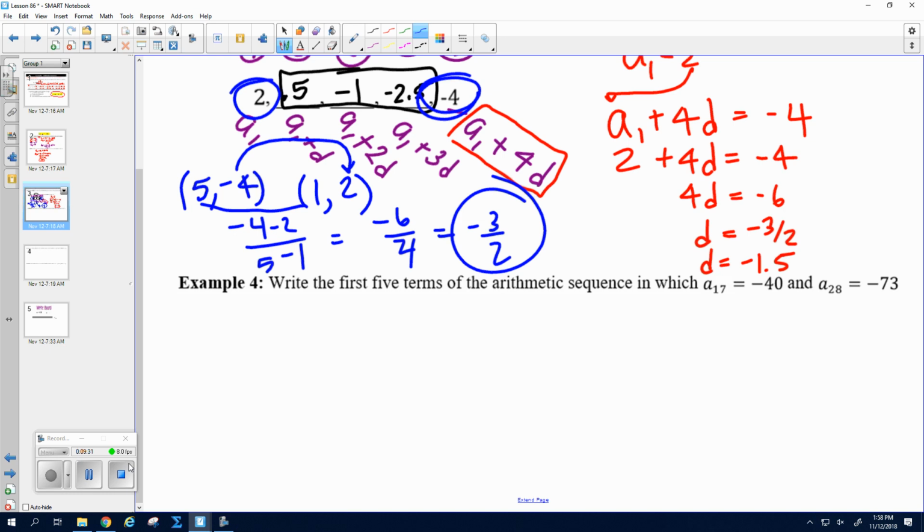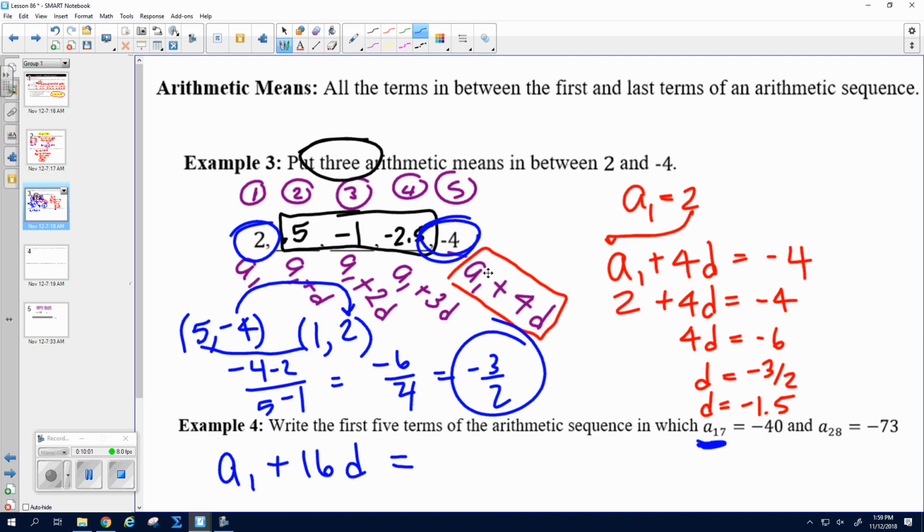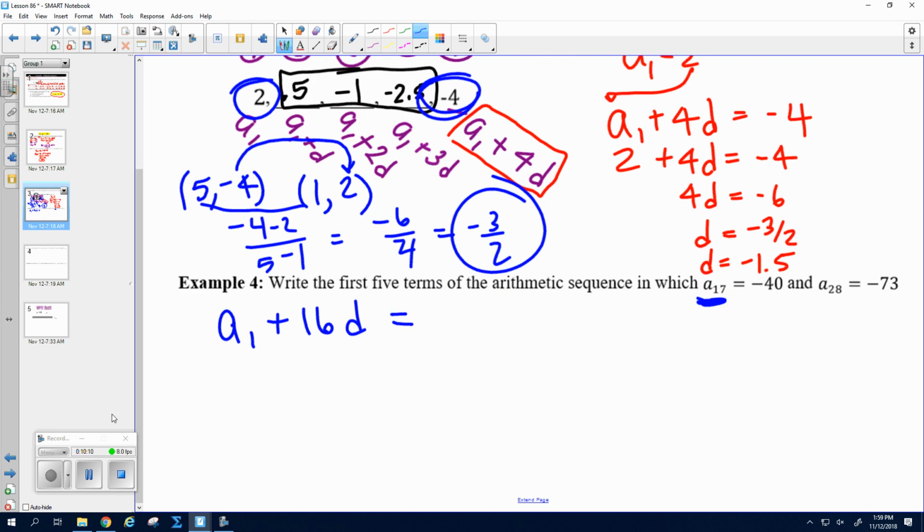So write the first 5 terms of the arithmetic sequence in which A17 is negative 40 and A28 is negative 73. So the way that you guys learned this before, if I want to find the 17th term, you guys, what's the little formula that we use for the 17th term? Right? So it's exactly what I was doing up here, where I said A1 plus 4D is the 5th term. A1 plus 3D is the 4th term. A1 plus 2D is the 3rd term. So it's always one less. A1 plus 16D is the 17th term. And that is equal to negative 40.